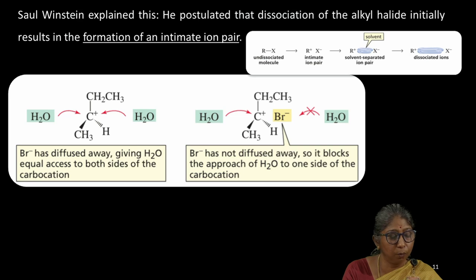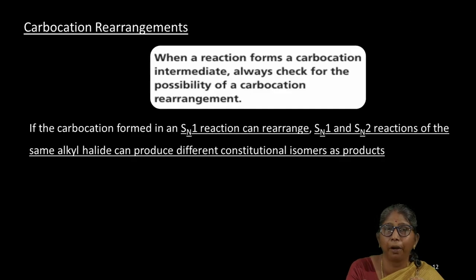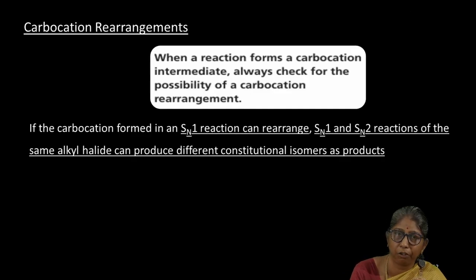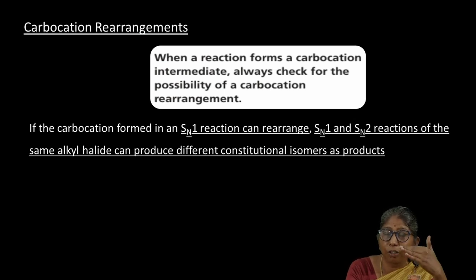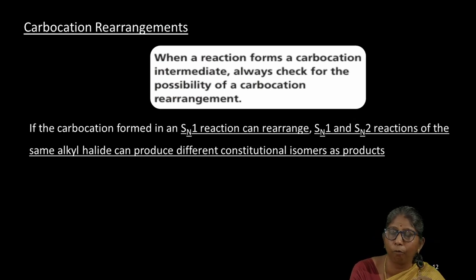While considering the SN1 mechanism, we will see one more point, that is carbocation rearrangement. In the majority of cases in an SN1 reaction, the expected product will not be the actual product. What would have happened is, there may be rearrangements. So when a reaction forms a carbocation intermediate, always check the possibility of a carbocation rearrangement. That is also very important in the case of SN1.